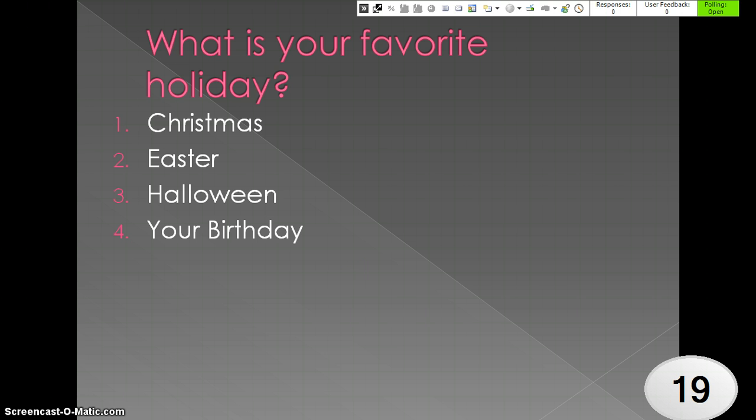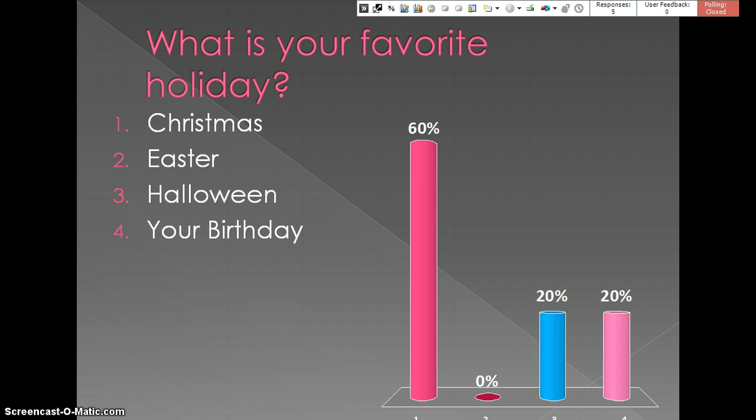This slide has a countdown in it to get the students used to answering questions when on a timer. And as you will see, once the timer reaches 0, the polling will automatically close. Let's click to see our graph, and we will see that 60% of our students chose Christmas as their favorite holiday.